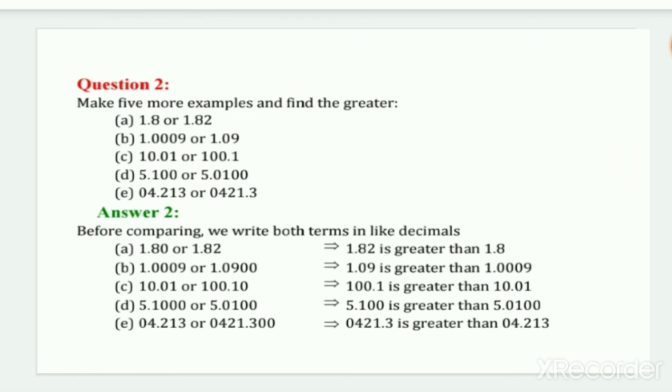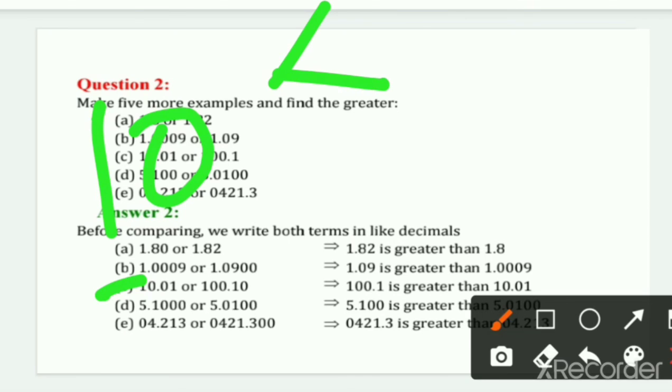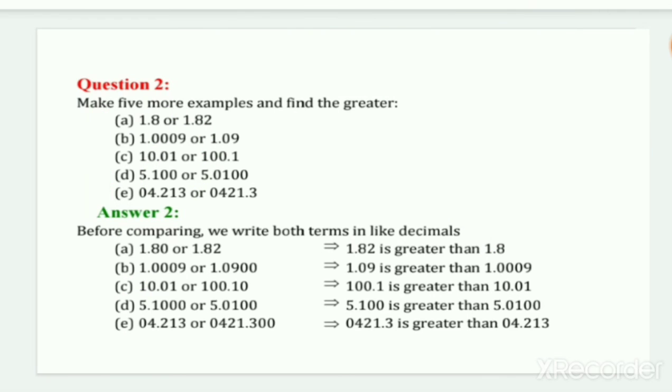Okay, now we have the C part, that is 10.01 or 100.10. It is very easy. 10 is greater or 100 is greater? Tell me. 100 is greater, right? So 100.10 will be greater than 10.01.